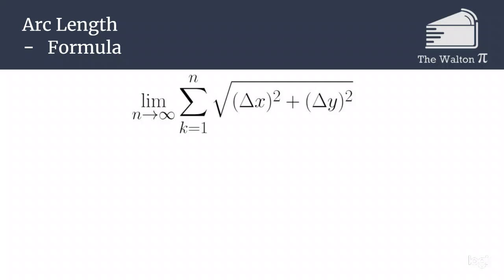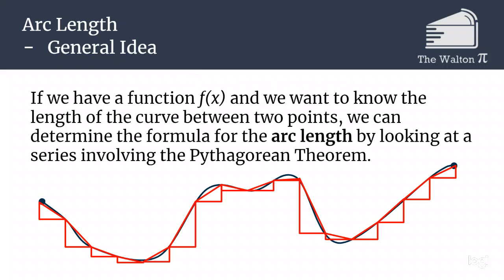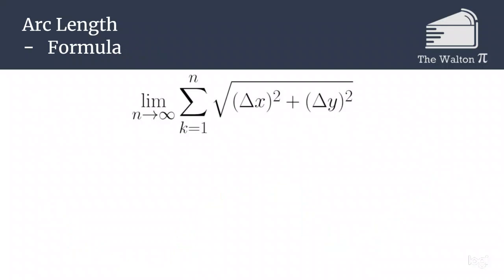of the sum from k equals 1 to n of the square root of delta x squared plus delta y squared, because delta x is the change in x, so that's the bottom leg of a triangle, and delta y is the vertical change, that's going to be the second leg of the right triangle. This is just saying the length of the hypotenuse is the square root of a squared plus b squared. So this is just using the Pythagorean theorem.